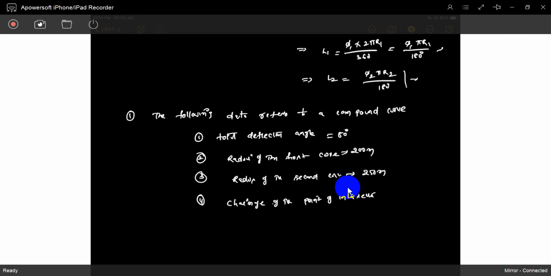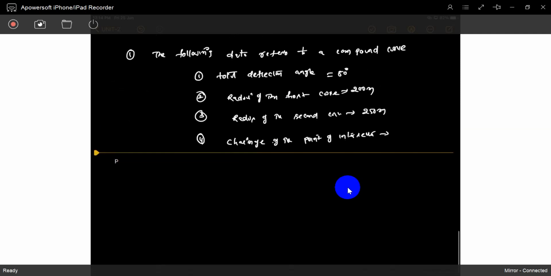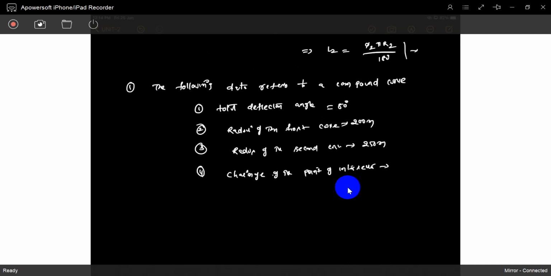The chain edge of the point of intersection is 15 0.4 into 80, sorry, 50. The deflection angle of the first arc is 50. Okay.